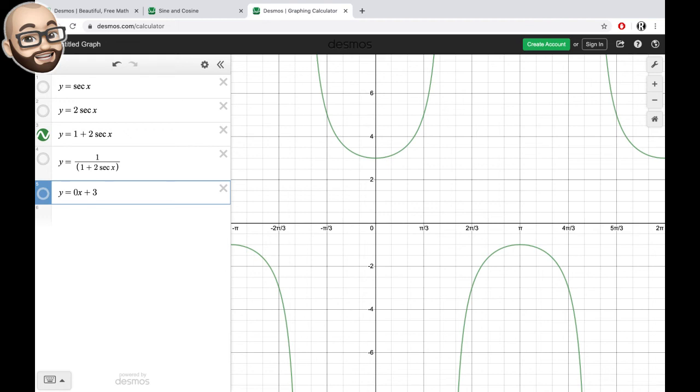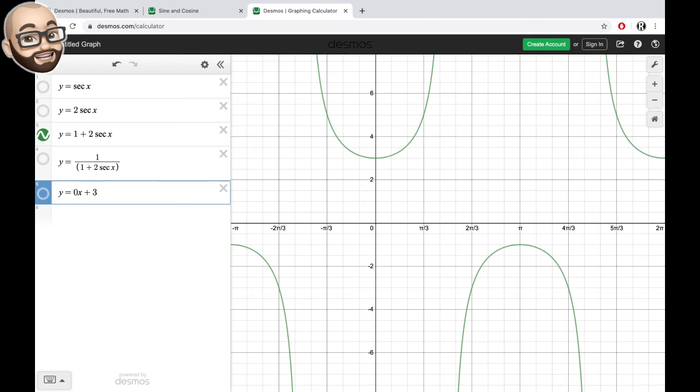Okay, so what we need to think about here is, when we started this lesson and we started thinking about the sec graph, the cosec graph, and the cot graph, we were thinking about how the maximum point of the cos graph kind of relates to the minimum point of the top half of the sec graph. It's a very similar idea here.